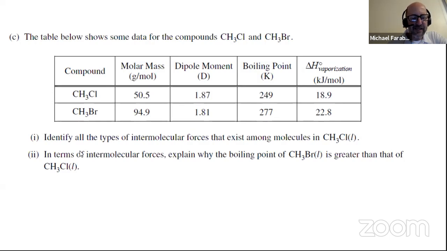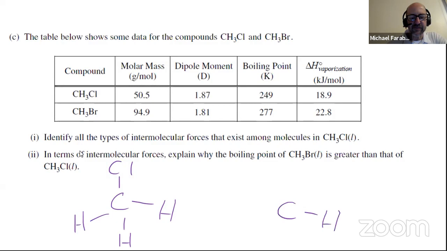We're talking about CH3Cl versus CH3Br. These molecules are not symmetrical. The dipoles do not cancel out, so they are both polar. But interestingly enough, the CH3Br has a higher boiling point.